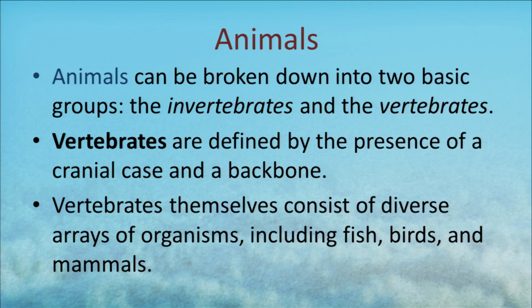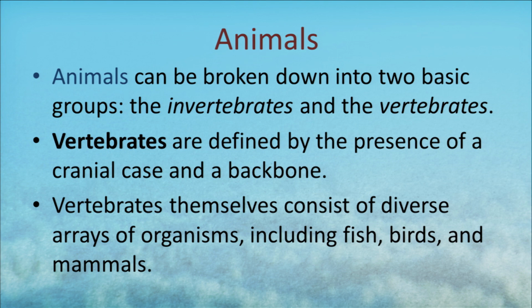All right, let's start with the animals. When we think of animals, it's convenient to break them down into two basic groups. We'll say the invertebrates, which include animals such as worms and insects, and even things like sea urchins and sea stars. And then we have the vertebrates.